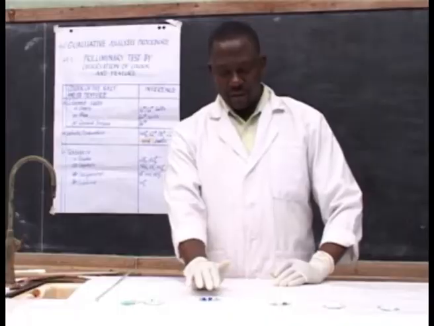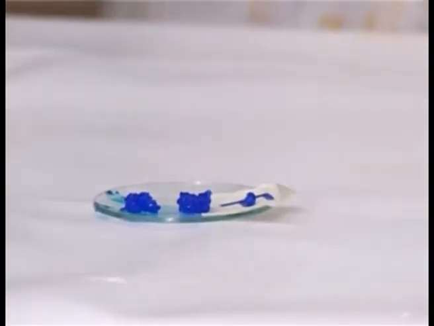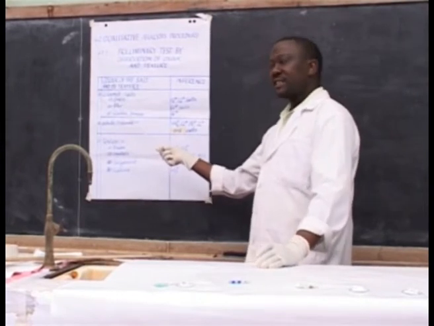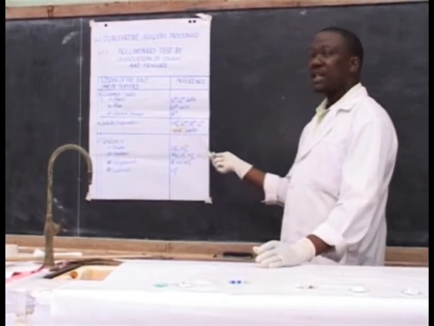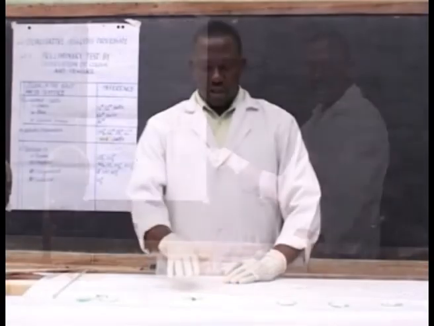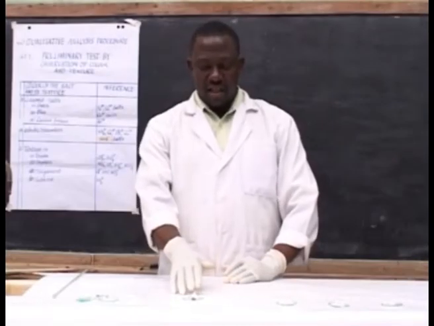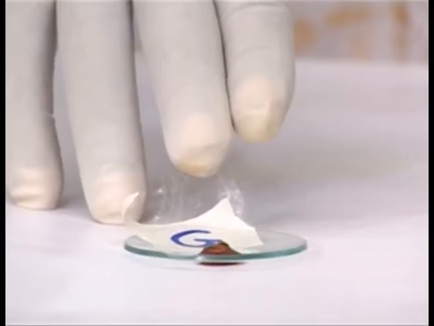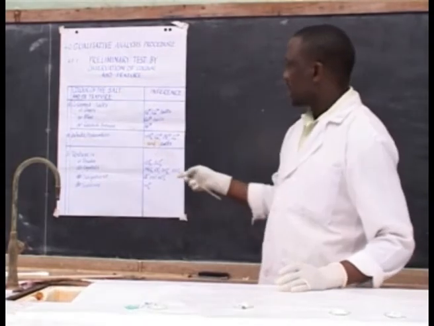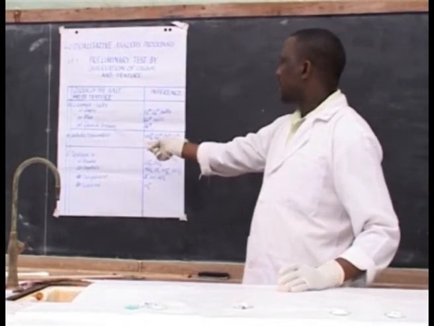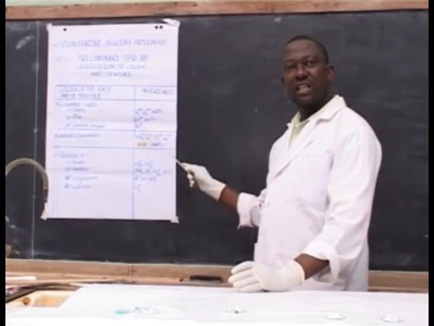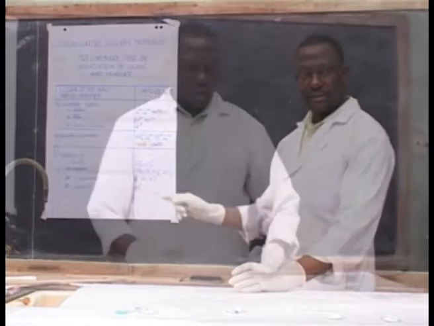Salt F is blue in color. The blue color infers that there is copper 2 ion in this salt. Salt G is reddish brown in color. The reddish brown color infers that there is iron 3 ions in this salt.